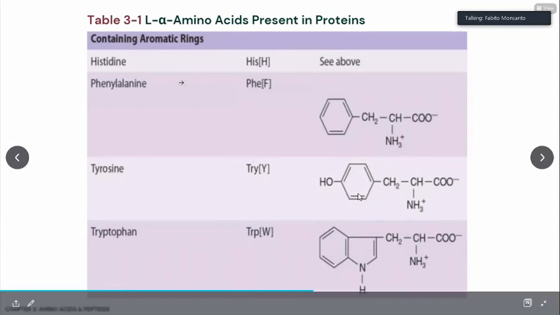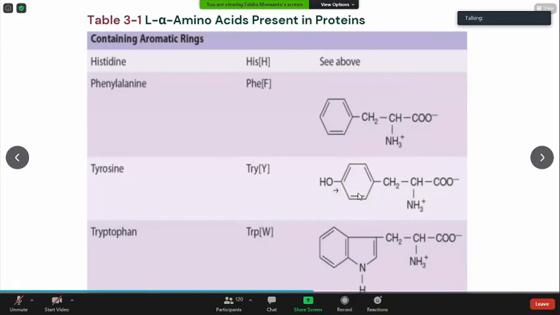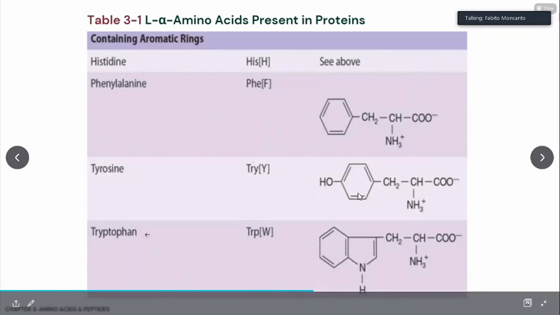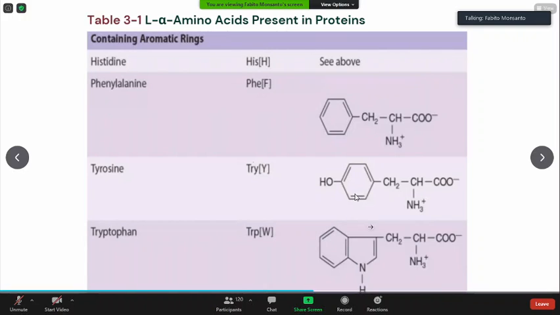So, for amino acids containing aromatic rings, you have seen histidine. And then phenylalanine, which has a phenyl group. And then you have tyrosine, a phenyl group with an OH, so tyrosine belongs to the aromatic as well as the hydroxylated amino acids. And then of course tryptophan, where you have a very big aromatic group here.